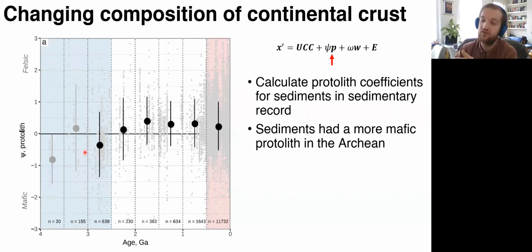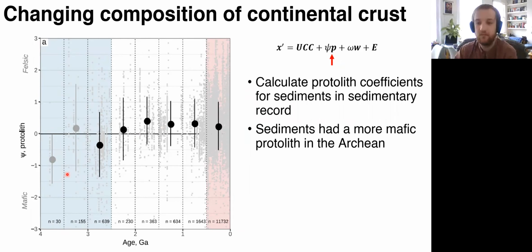But the average trend for the more robust data is that we can see the most ancient samples on the left appear to have a slightly more mafic crust, more mafic protolith than more recent samples. So you can see that around 2.5 to 3, we had a negative psi, so more mafic than the present day continental crust, and that became more felsic. And then by around 2.0 billion years ago, that became relatively constant. So we can see a qualitative trend of more mafic back in the past.